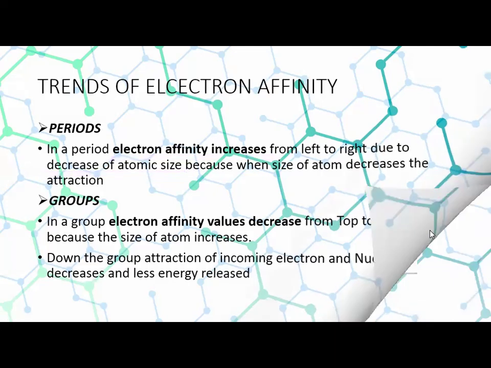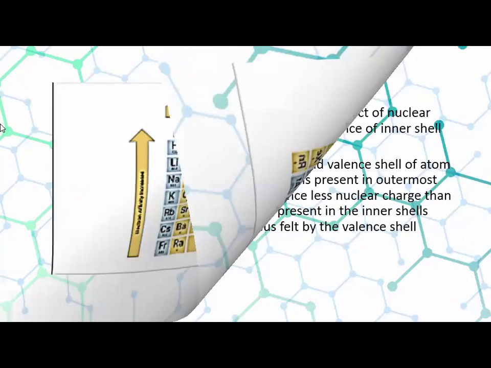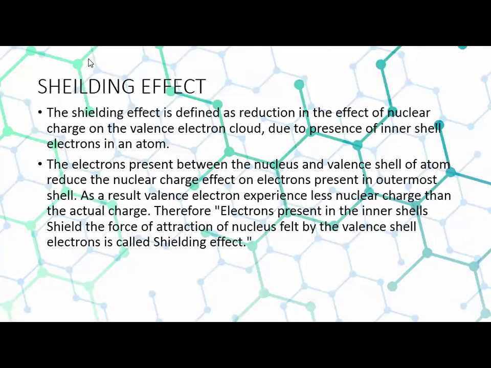Now the next property is shielding effect. What is basically the shielding effect? You can see here the shielding effect is defined as reduction in effective nuclear charge on the valence electrons due to presence of inner shell electrons. यह shielding effect क्या है? हमारे पास valence electrons पर nuclear charge का कम हो जाना.